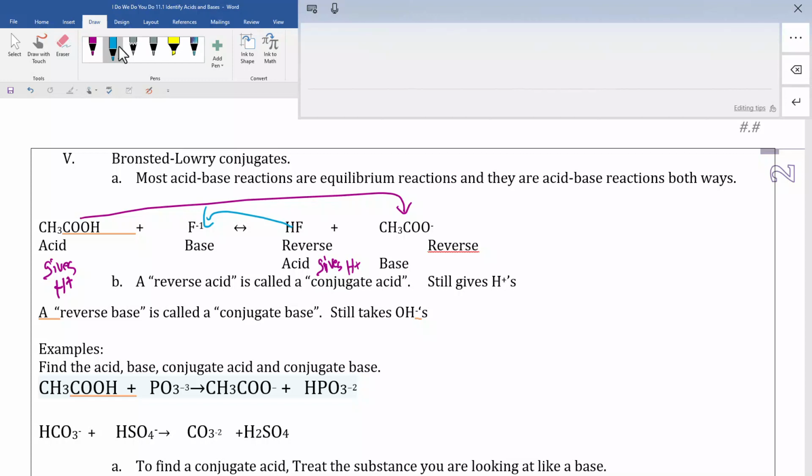The reverse acid is called a conjugate acid. It's still an acid. It still gives an H, but it's just called a conjugate. It's just on the right side of the equation. So if I said there's Chicago and there's East Chicago. East Chicago's in Indiana, if you didn't know that. What's the difference? Well, it's still a Chicago. What's the name of your city? Chicago. It's just on the east. That's it.